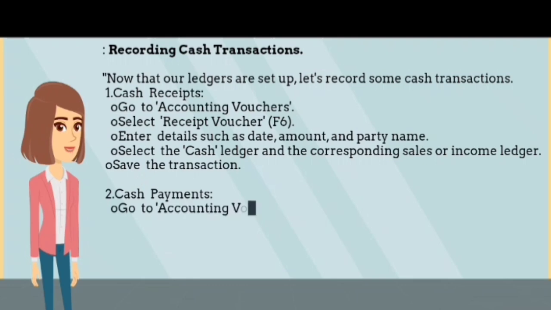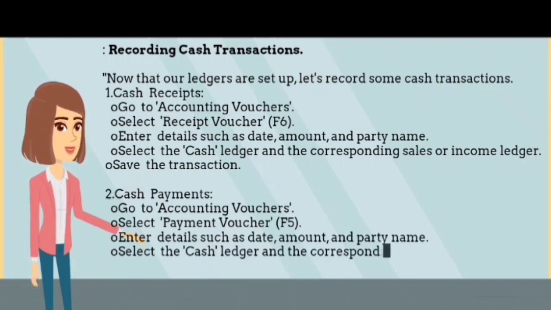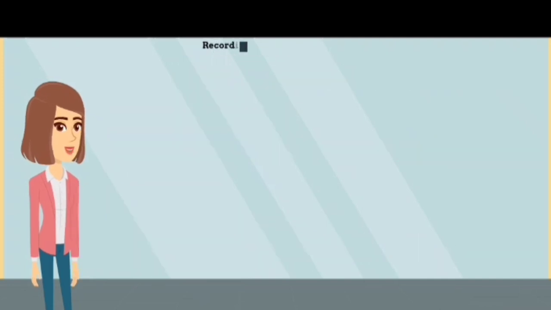2. Cash payments. Go to Accounting Vouchers. Select Payment Voucher, F5. Enter details such as date, amount, and party name. Select the cash ledger and the corresponding expense ledger. Save the transaction.